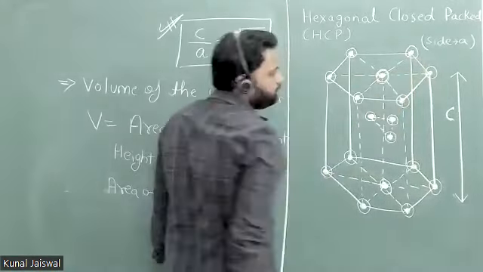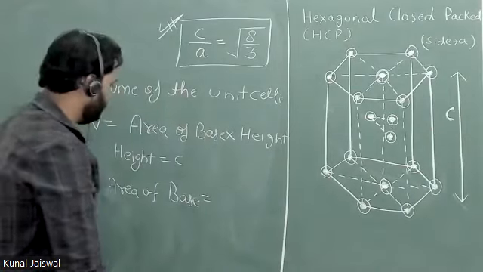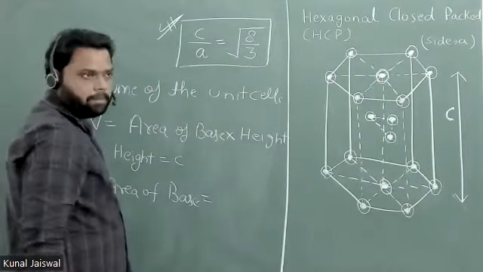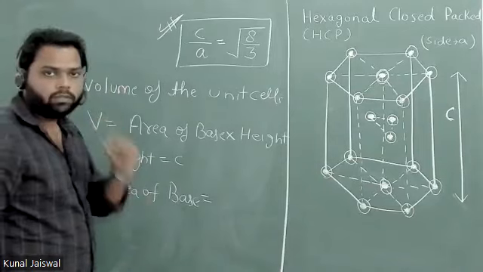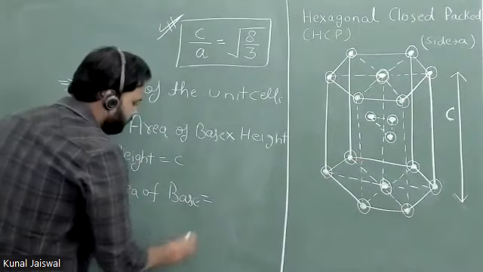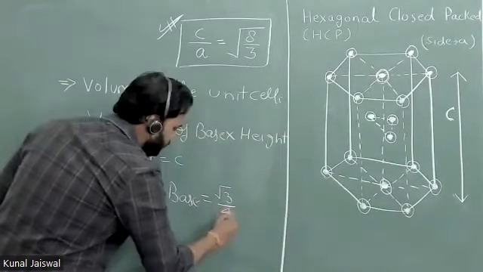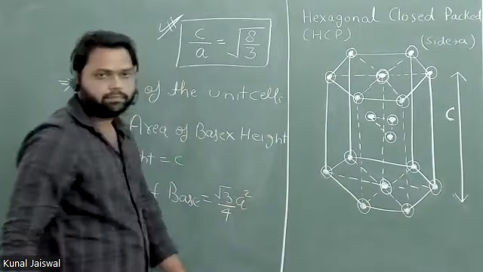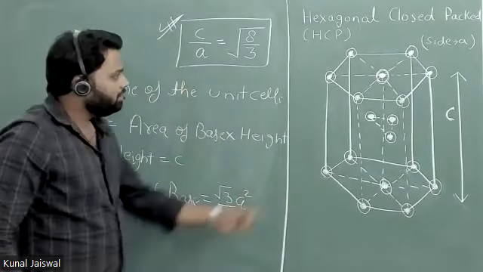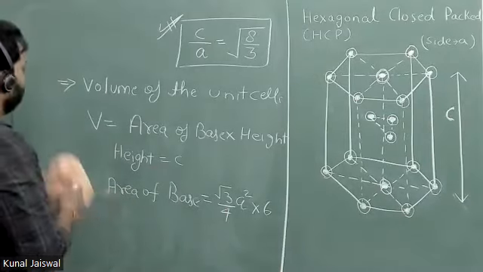What will be the area of a triangle for the equilateral triangle? Root 3 by 4 side square. So root 3 by 4, and the side is A, that is A square. And how many triangles are there? 6 triangles. Simply multiply by 6. So this is the area of base. This is your height. Now we can get the volume of the unit cell easily.